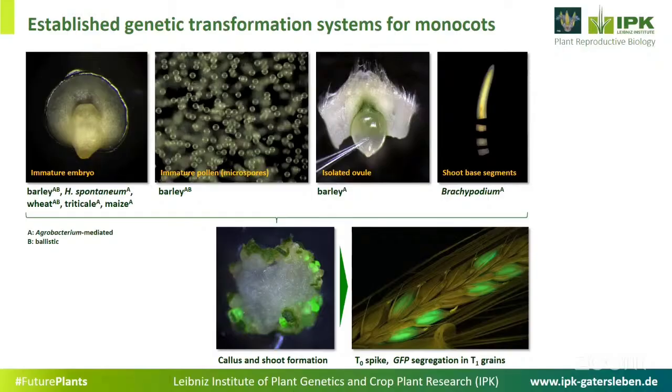So, and the last picture shows you a spike which has been formed from a primary transgenic plant. And here you see already what we could interpret as the babies of the next generation. These are the grains. And these grains, as you can see, follow a certain segregation. So we have non-fluorescent and fluorescing grains. And of course, the genetics are a little bit different as compared to classical Mendelian segregation, but it's similar.